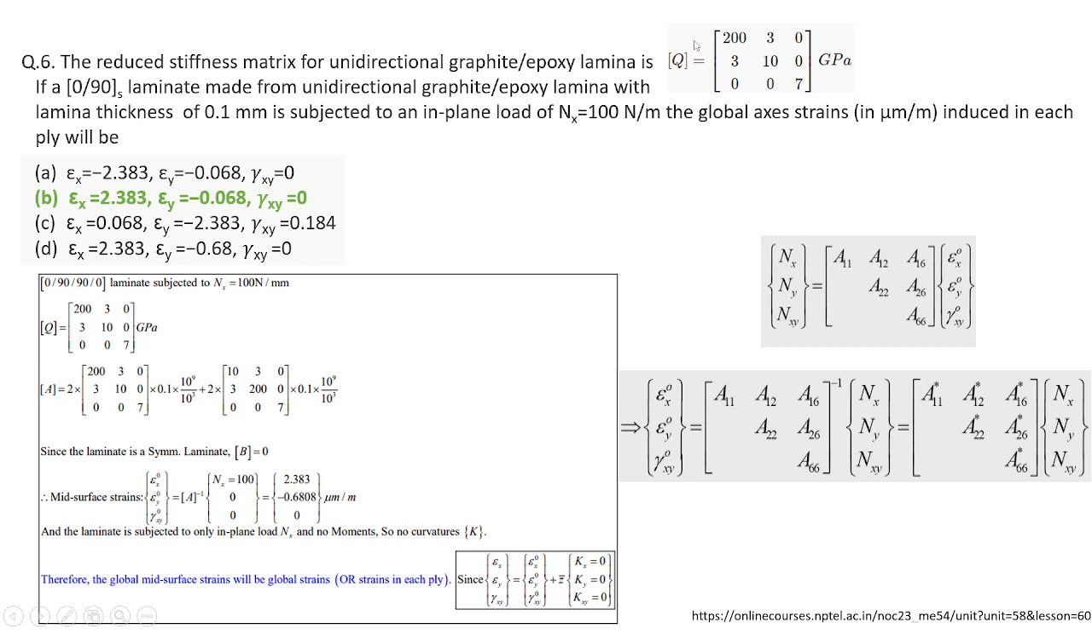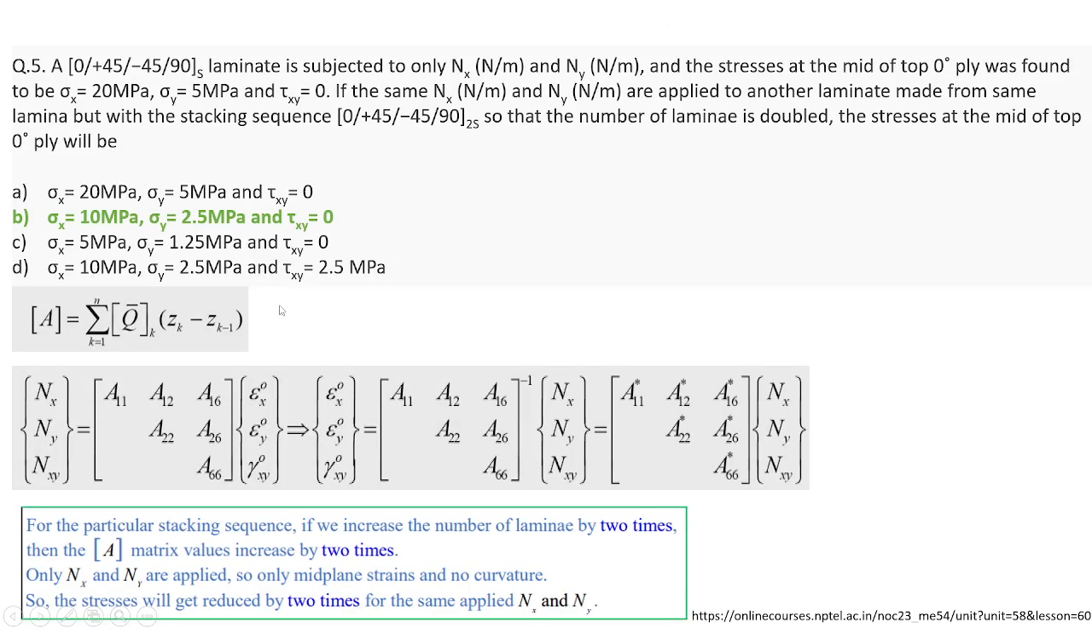This reduced stiffness matrix is for 0 degree, and for 90 only the E11 and E22 will be reversed. So from this, or by multiplying it with the transformation matrix, you will get the reduced stiffness matrix of 90 degree. Now according to this equation, you need the reduced matrix and the thickness, that is ZK minus ZK minus 1, the position, but here square and cube are not there, so it will be equal to the thickness.